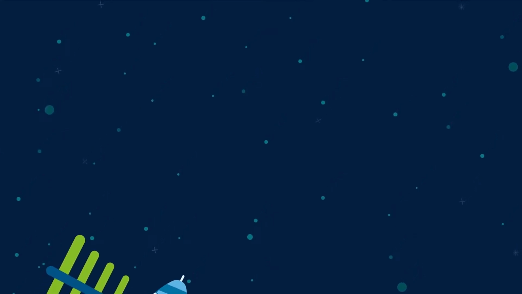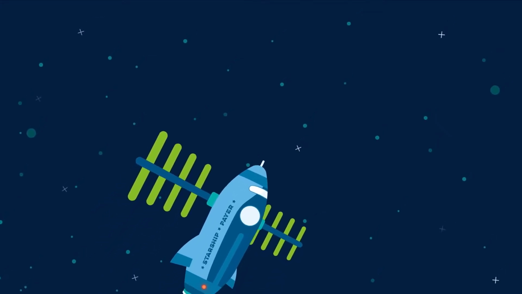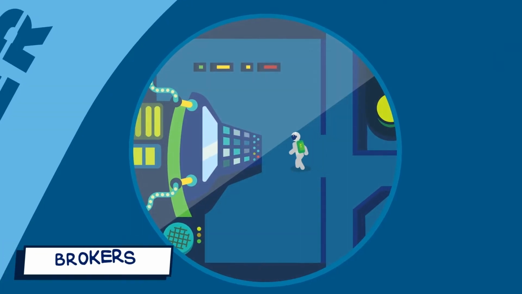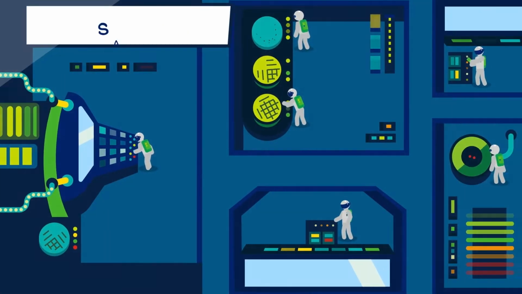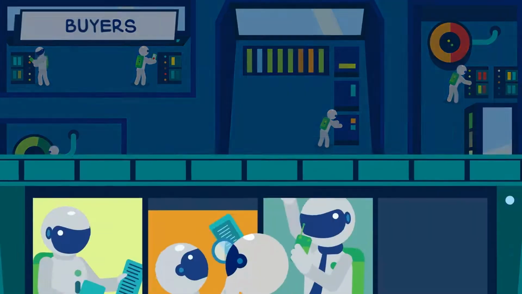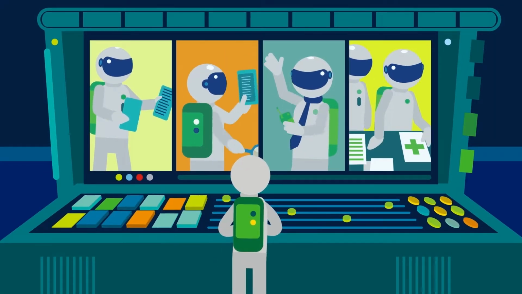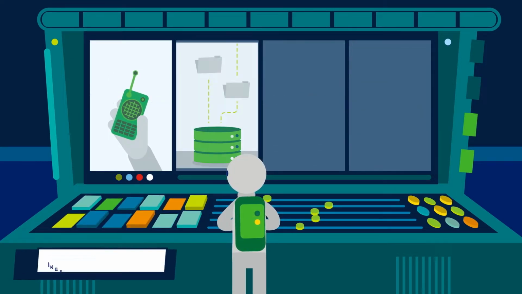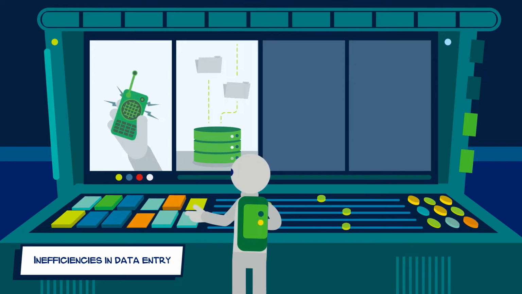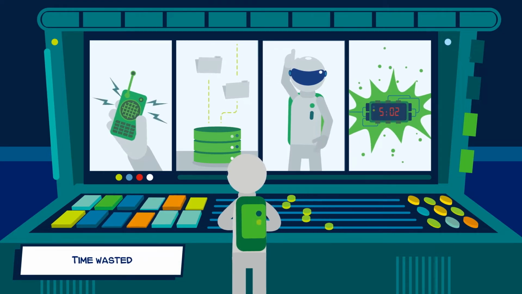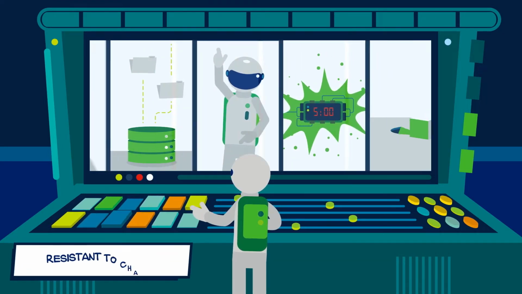Right now, gaps in your sales pipeline mean loss of information and lack of visibility in your current buyer experience. This process is complex for everyone involved, from brokers, underwriters, and sales, to product and buyers themselves. Every touchpoint in each new request is a hotspot for human error. Breakdowns in communication, inefficiencies in data entry, inconsistent experiences, time wasted on low-value tasks, and mindsets resistant to change.